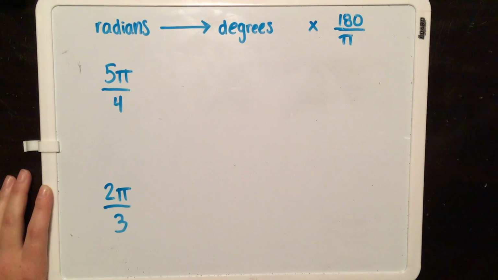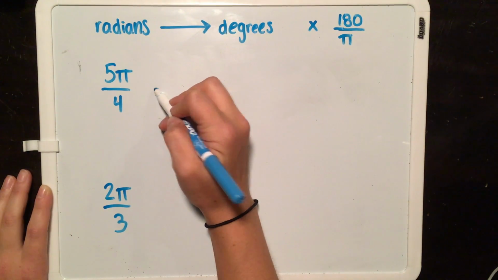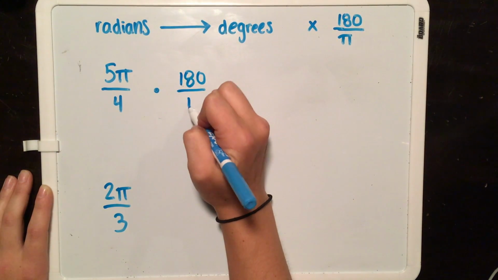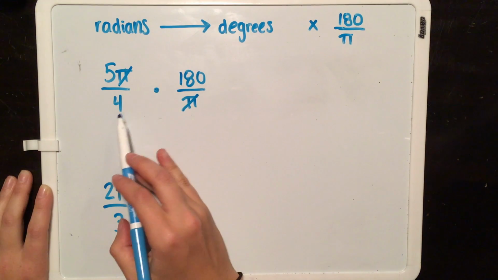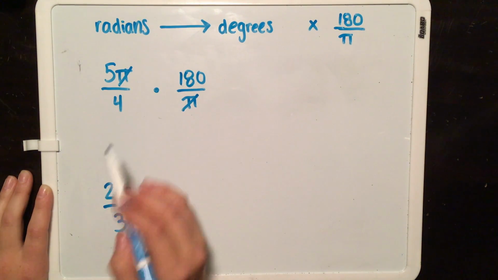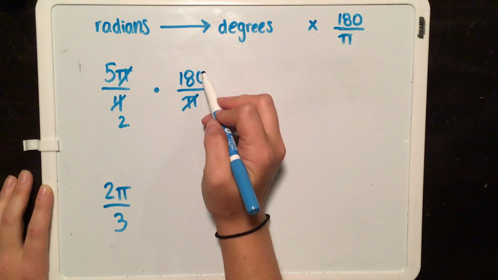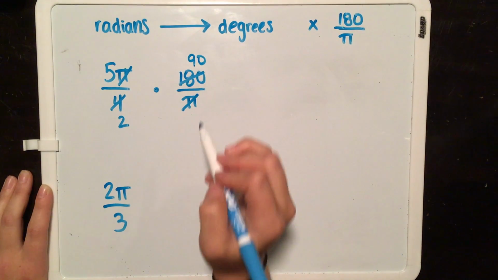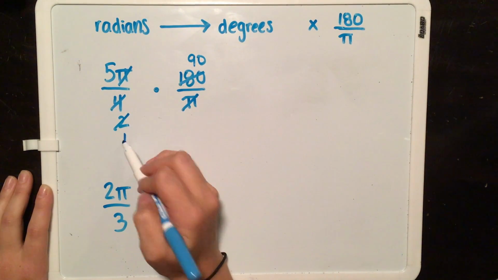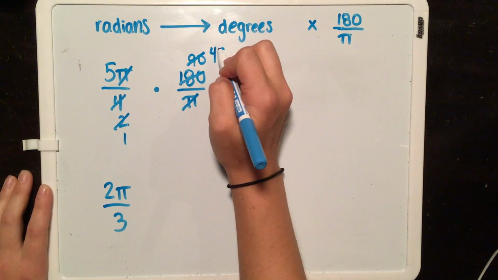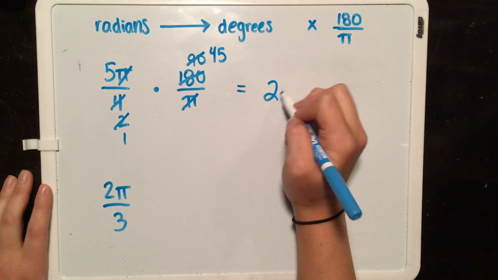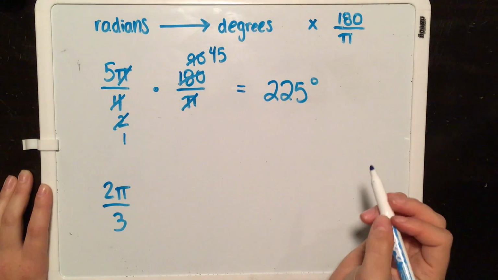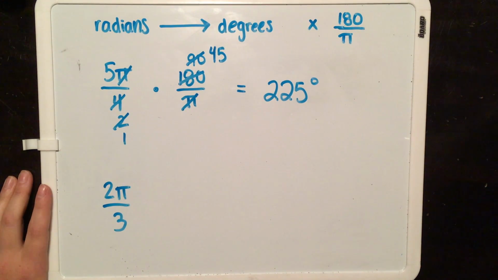Here are 2 more examples of radians that we can convert to degrees by multiplying by the conversion factor. 5 pi over 4 times 180 over pi. In this case, the pi's are going to cancel, and we can reduce the 4 and the 180. Both are divisible by 2. 180 divided by 2 is 90. And we can reduce this by 2 again. This becomes a 1, and 90 divided by 2 is 45. So our last step is to multiply 5 times 45, and we get 225 degrees. And that's equivalent to 5 pi over 4 radians.